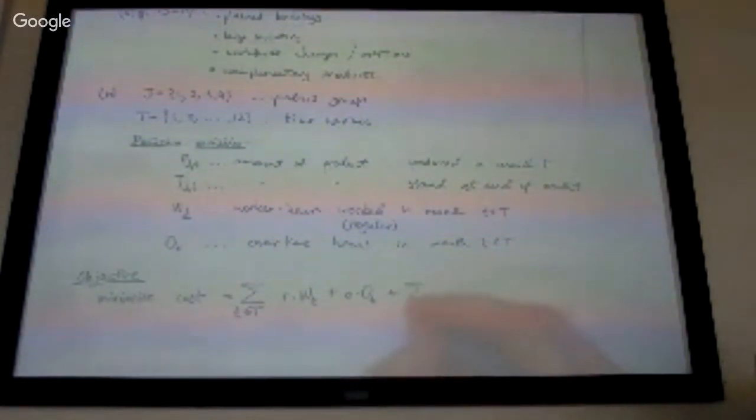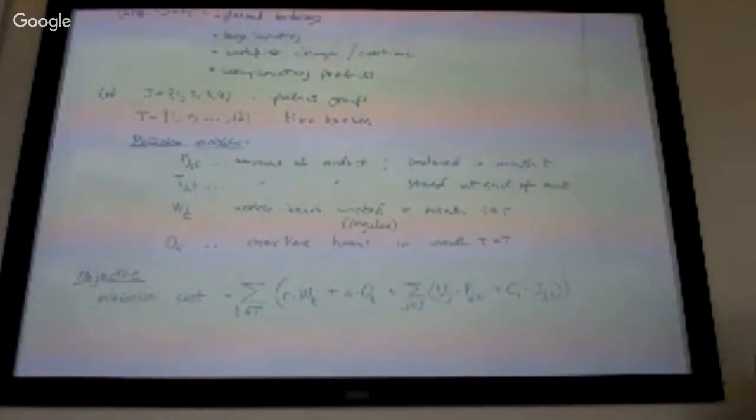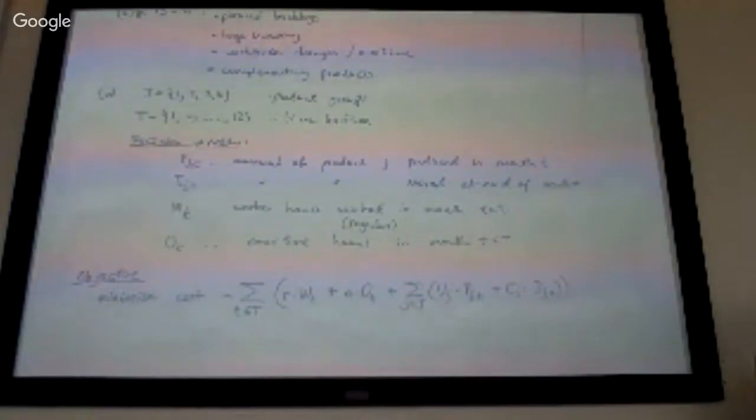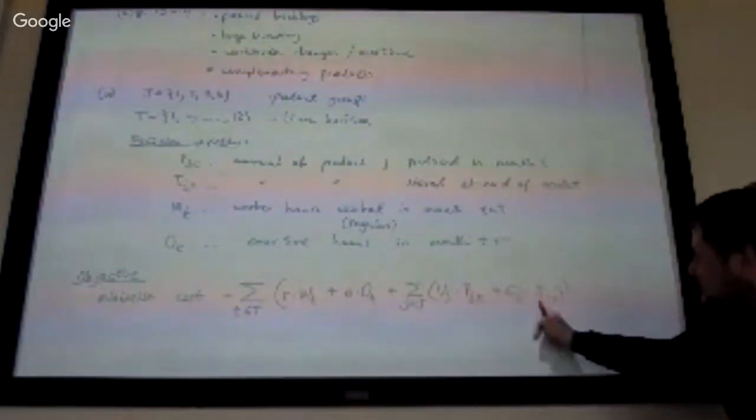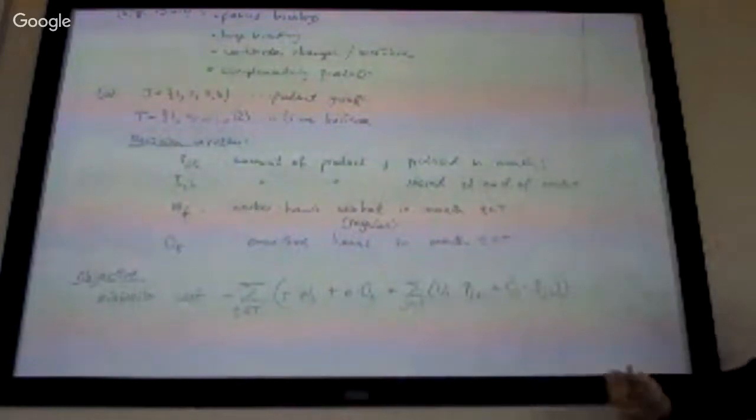And the rest we have to sum over all the products. So V_J is the direct cost of production, and storage is C_J times how much we store. I think that's all the costs that are there. And I have to put the right brackets around it, so these two things and everything in the other bracket.